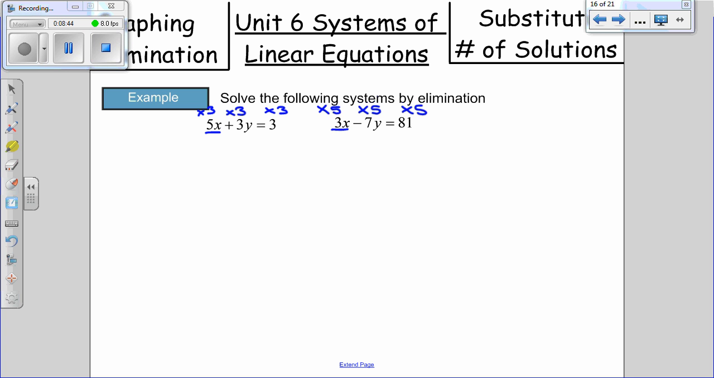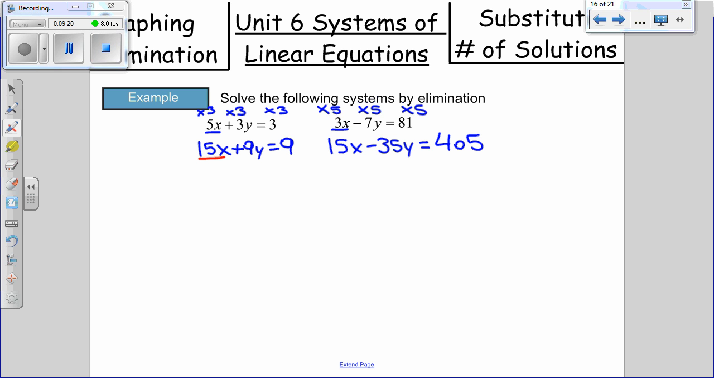When I multiply this one, I get 15x plus 9y equals 9. And if I do that with this one, I get 15x minus 35y equals, so I have to do 81 times 5, equals 405. Awesome. Now I have two equations where one of the variables is exactly the same, like 15x's, they're the exact same.